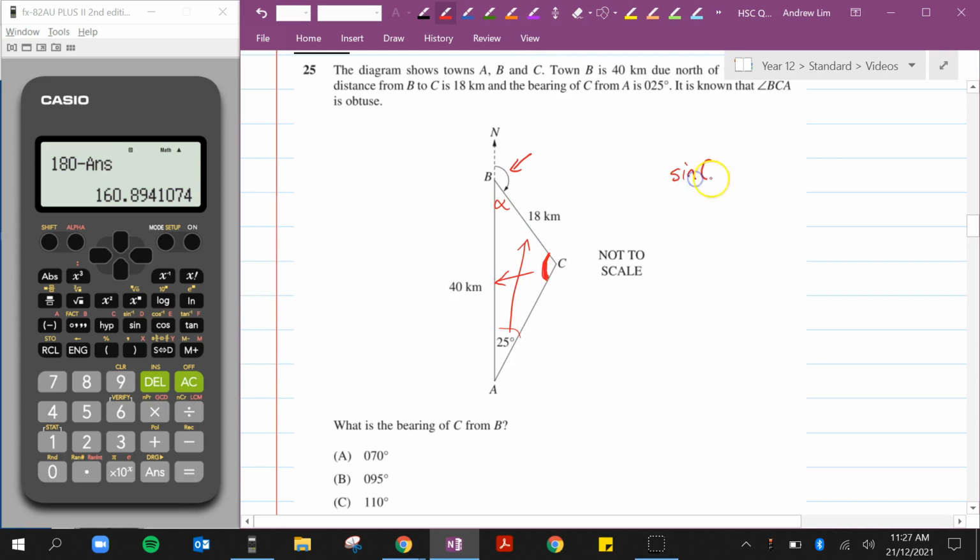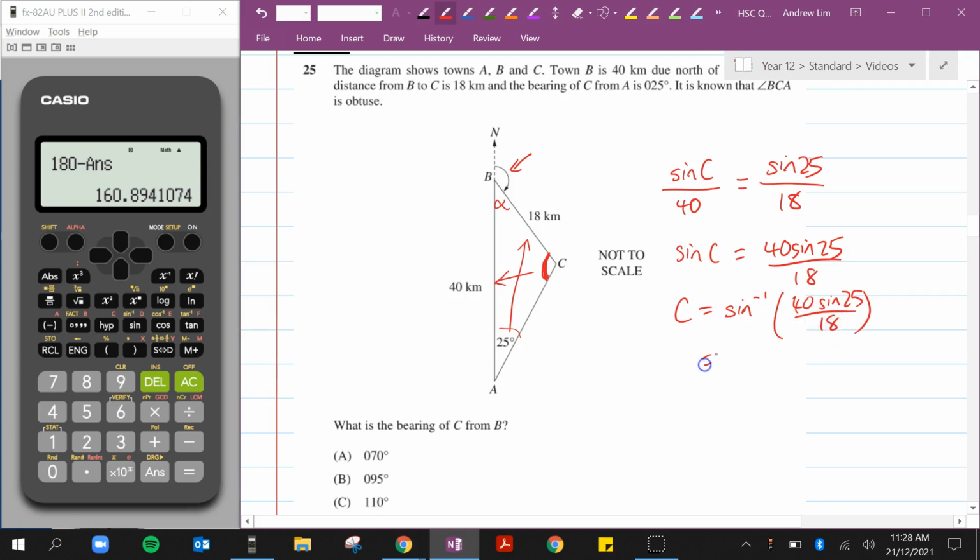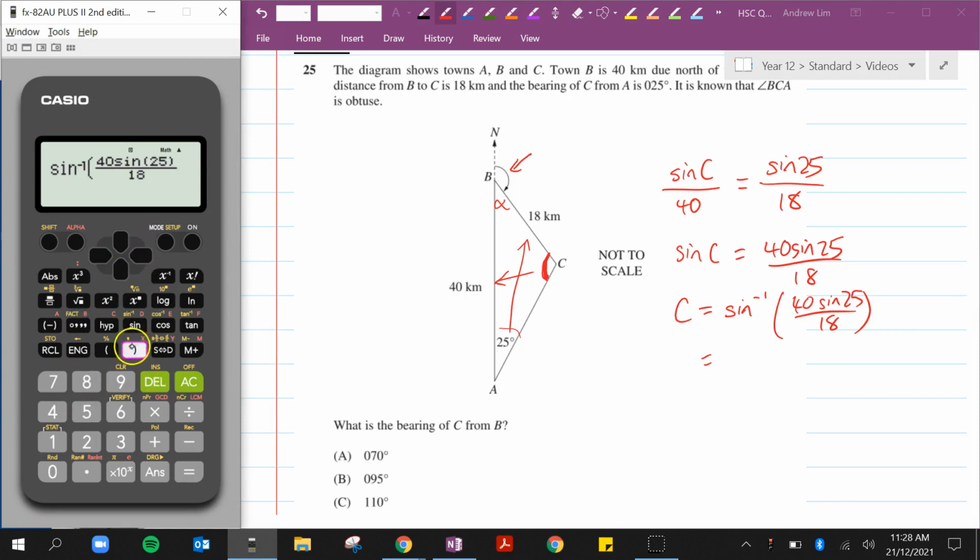So I'm going to say sine of angle C over 40 is equal to sine of 25 over 18. Remember, we need to pair them up with whatever's opposite. So sine C has to equal 40 sine 25 over 18. So C has to equal the inverse sine of that, which is 69.9 degrees.